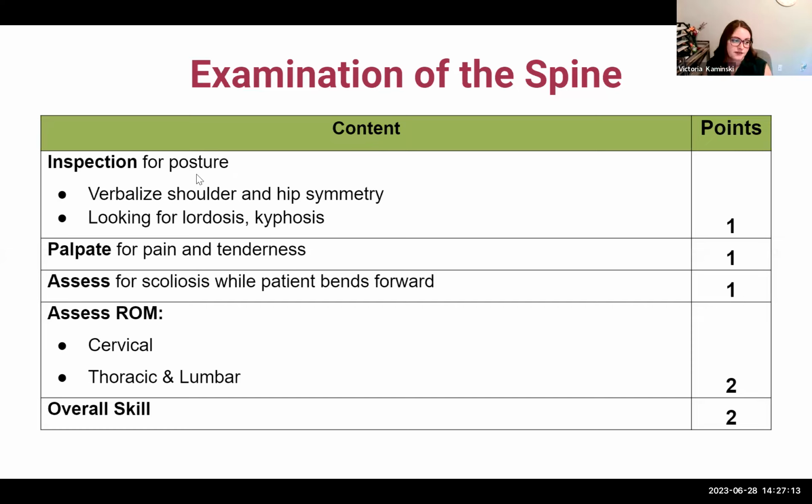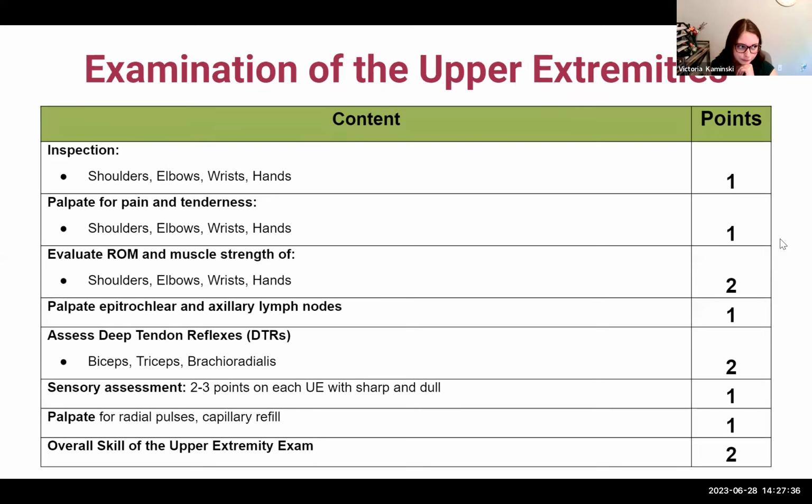So inspection involves posture, verbalizing shoulder and hip symmetry, looking for lordosis and kyphosis. You're then going to palpate over the spine for pain and tenderness, assessing for scoliosis by having the patient bend forward. Assess for range of motion of the cervical, thoracic, and lumbar regions of the spine, and those are practiced in your MSK video in week 7. You're getting an additional 2 points for overall skill.